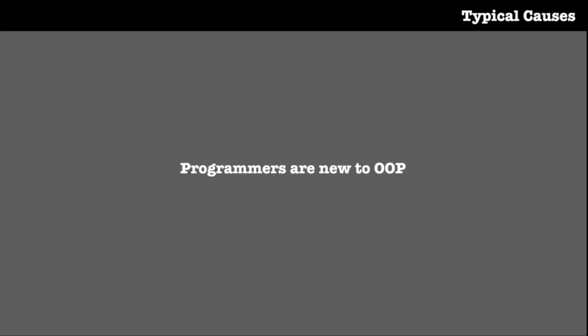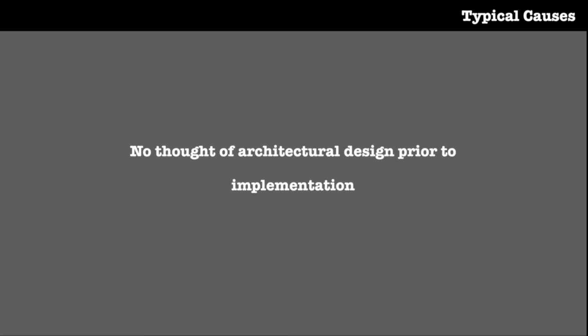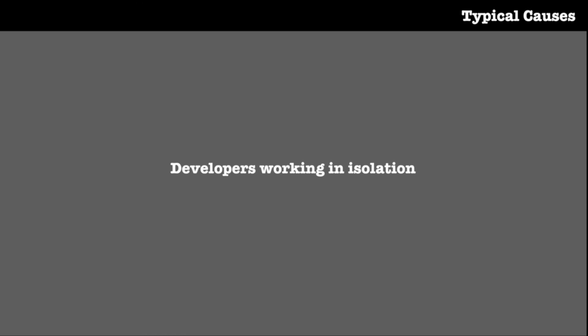The causes of this kind of thing are programmers who are new to OOP. They don't really understand it. They lack experience. Code reviews may be non-existent, or maybe you're only touching code style. They're not actually digging into anything useful. Maybe inexperience of architectural design. Your system architects maybe aren't that great, or need to come up with some new ideas. And again, lone wolf developers in isolation.